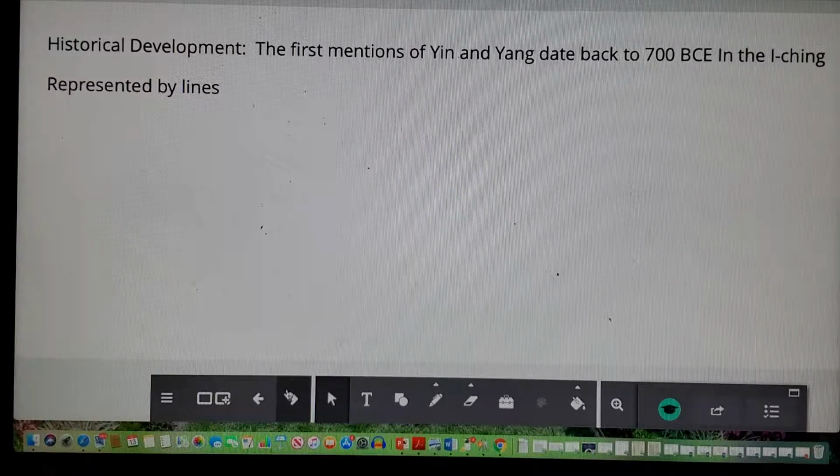So the first mentions of yin and yang date back to 700 BCE in the I Ching, and that was represented by lines. And so anybody familiar with the oracle of the I Ching knows that it's either a single line representing dynamic energy or a broken line which represents passivity, yin.